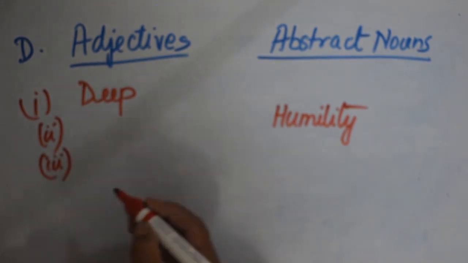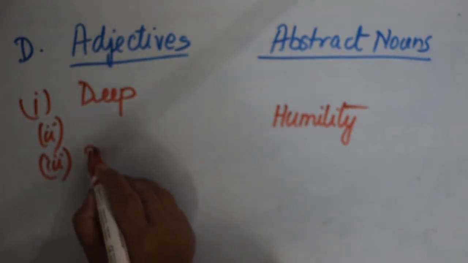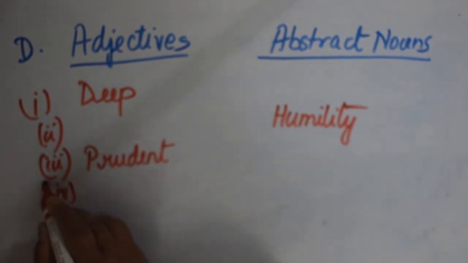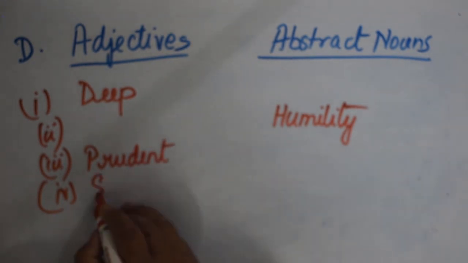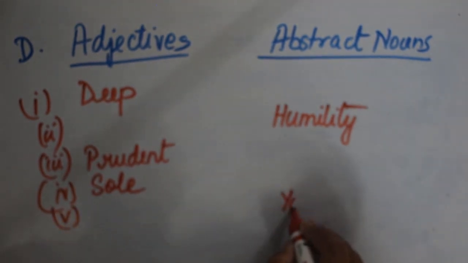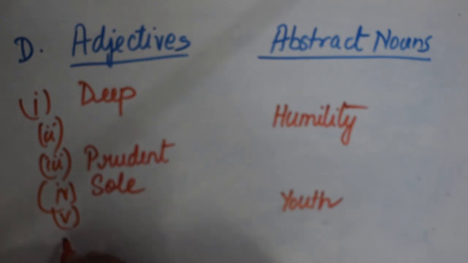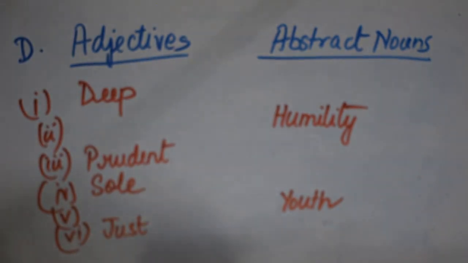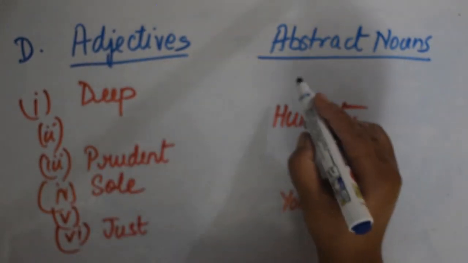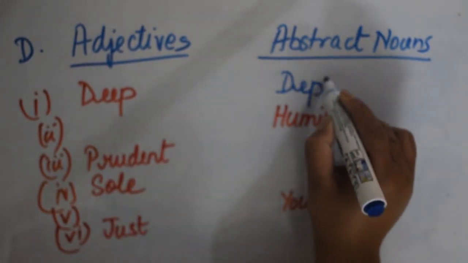The third one, again, I had given you the adjective prudent. The fourth one was soul. For the fifth one, I had given you the abstract noun form. And again, the sixth one, I had given you the adjective, right? Okay. So the abstract noun formed from the adjective deep is depth.